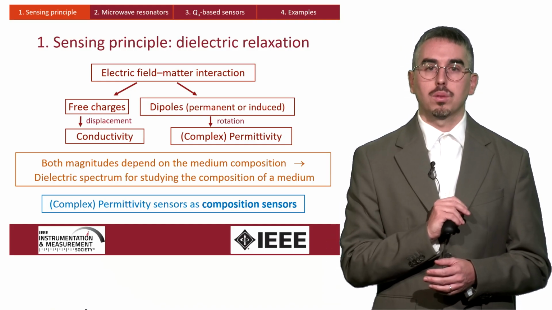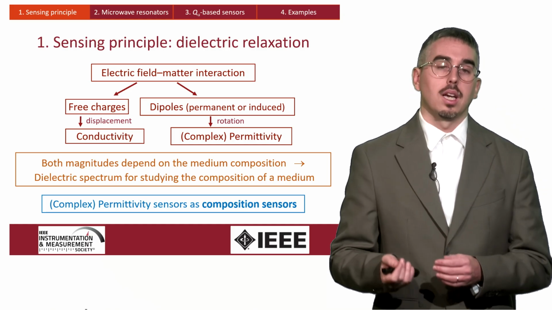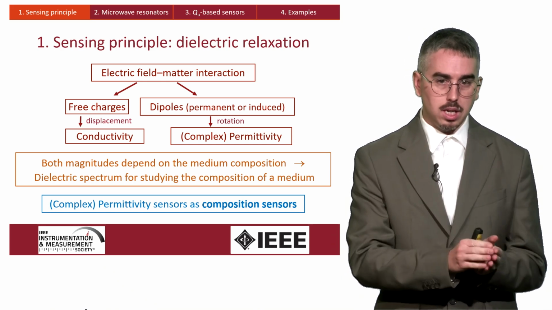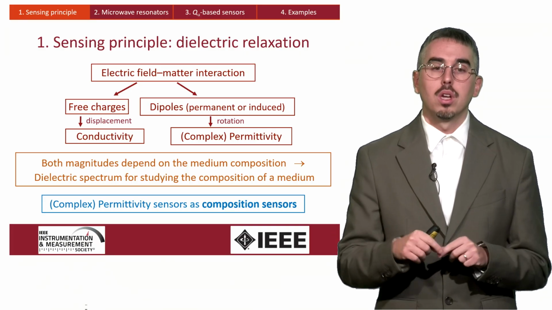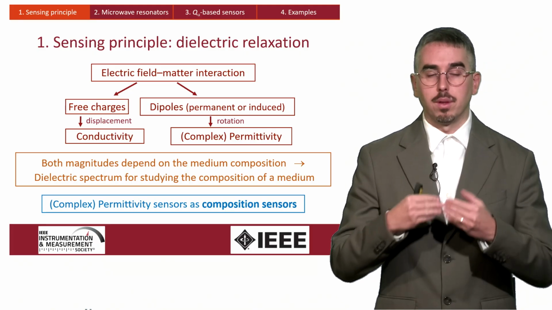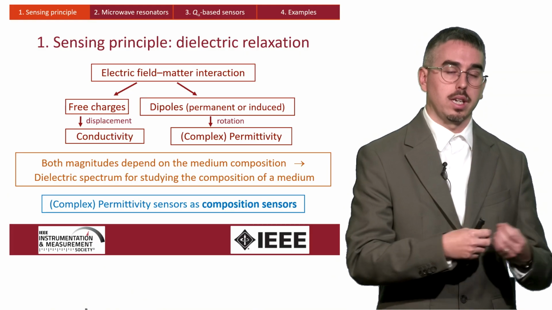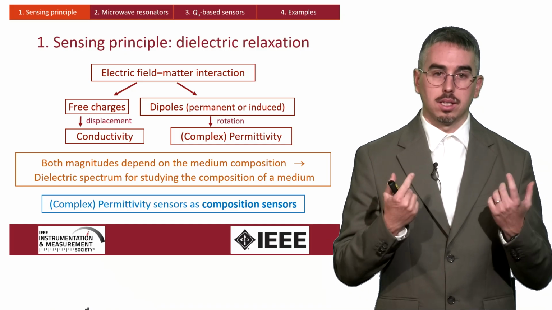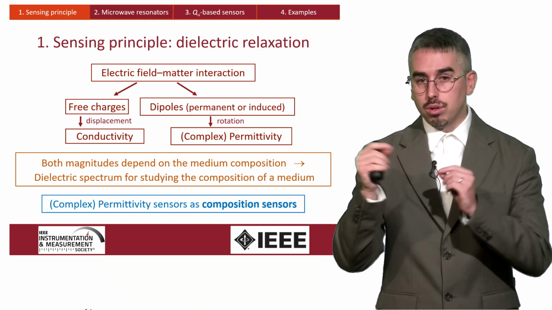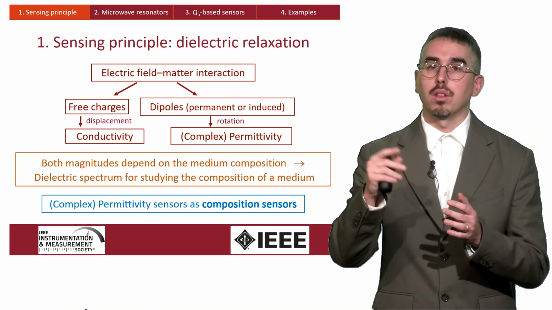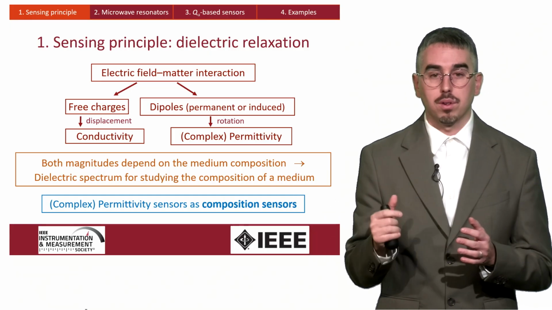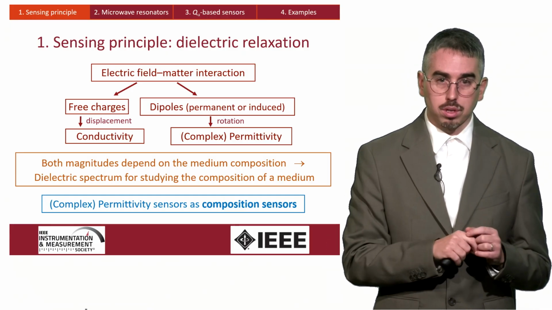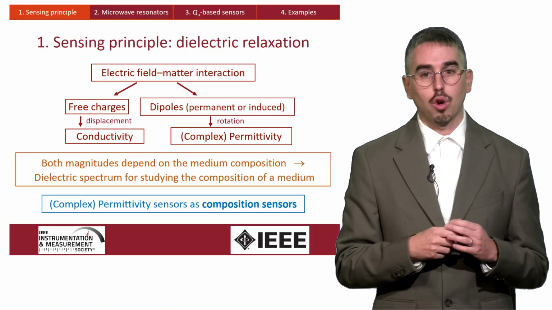This rotation of the dipole is described by a physical parameter that we call permittivity, and it is a complex parameter. So we will talk about the complex permittivity. Both magnitudes, the conductivity and the permittivity, the values of these magnitudes will indeed depend on the composition of the medium. They will indeed depend on the kind of molecules and atoms that we have in this piece of material. And this means that we can analyze the dielectric spectrum, that is, the values of the conductivity and the permittivity throughout the frequency range, and thanks to this behavior, we can identify the chemical composition of the medium. And thanks to these principles, we can propose the use of permittivity sensors as composition sensors.